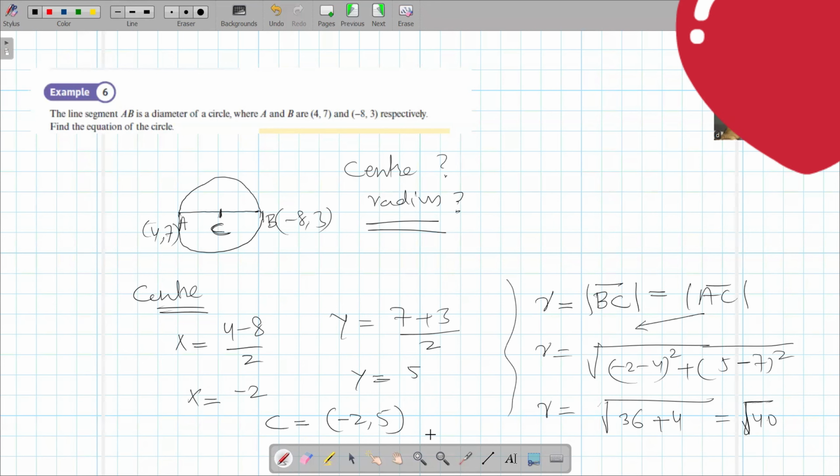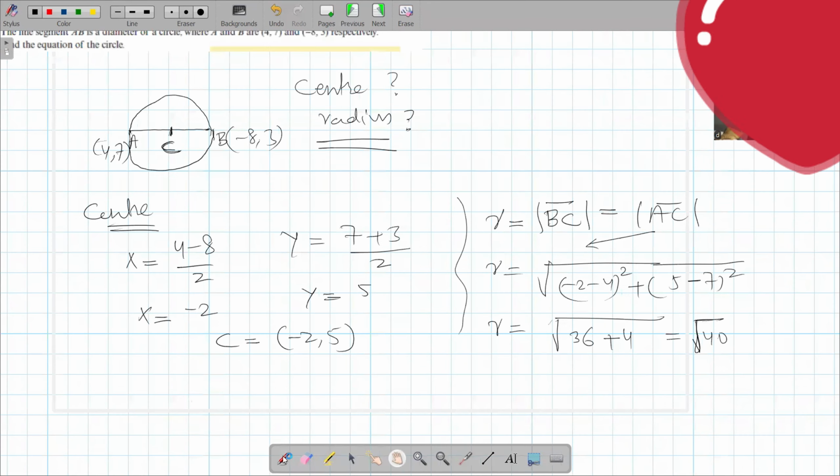Can root 40 be further simplified? Of course, yeah.